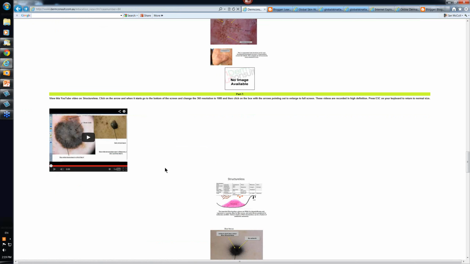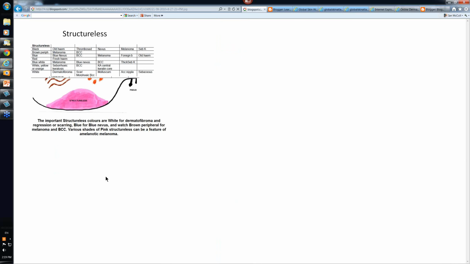And the last of the dermatoscopy was structureless things. Now, let's have a quick look at this. Peripheral structureless areas can be a feature of melanoma. So it's one of the markers, in fact, of melanoma. Black structureless areas, we said old hemorrhage or thrombosed, occasionally nevus and melanoma, and you can get black structureless in the melanoacanthoma, that version that has dendrites, has a lot of melanocytes higher up in the epidermis, but a lot of dendrites and is as black as the ace of spades, the melanoacanthoma.